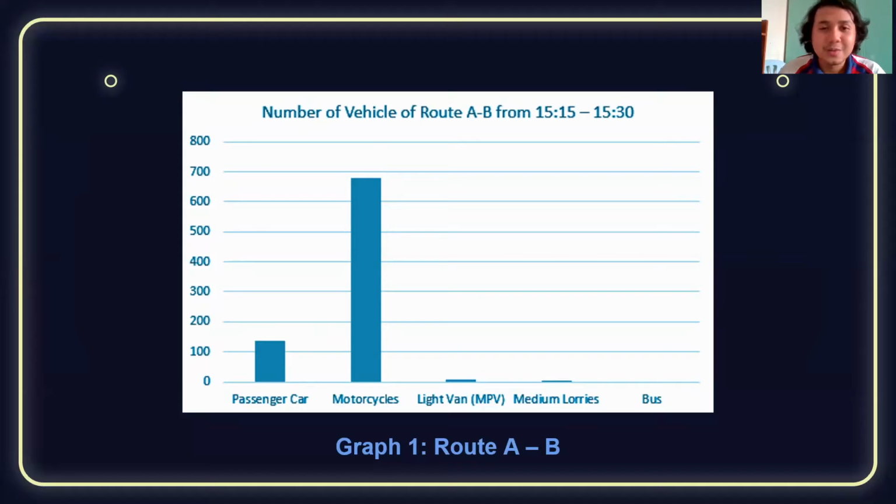Graph 1 shows the number of vehicles for road AB from 3:15 to 3:30 p.m. We see that motorcycle has the highest number on the road, which is 680. The passenger car has 137. The light van has 9. The medium lorries have 2. And the bus is 0.